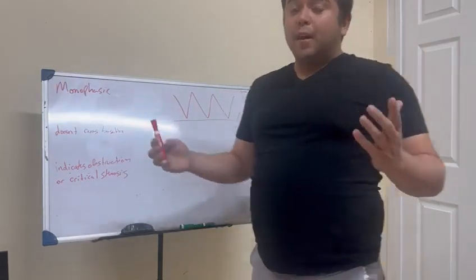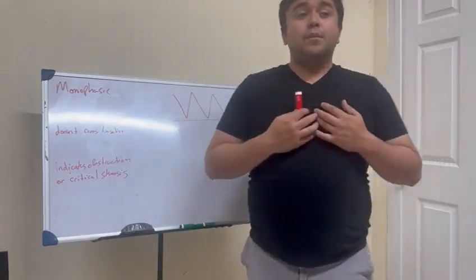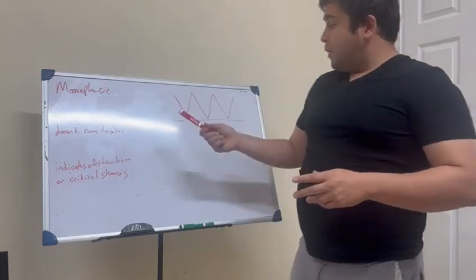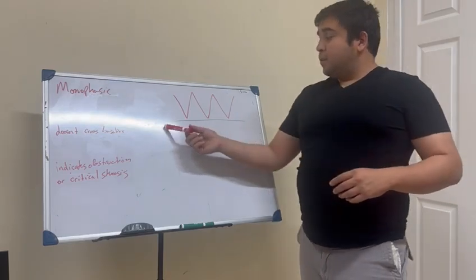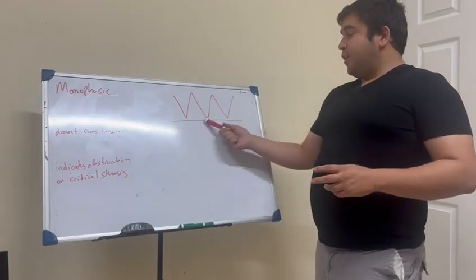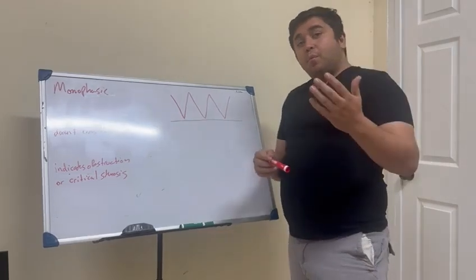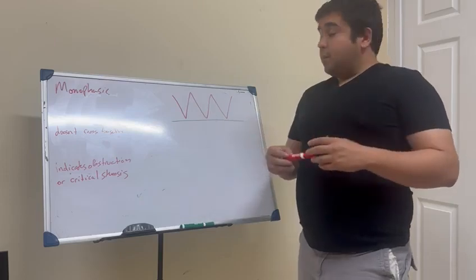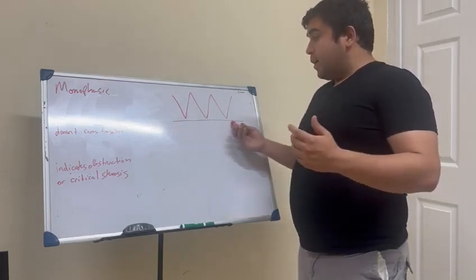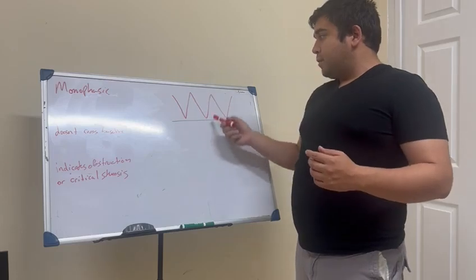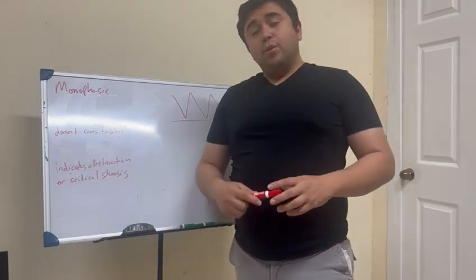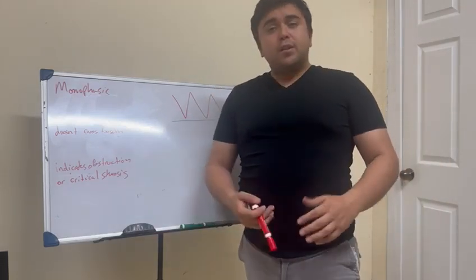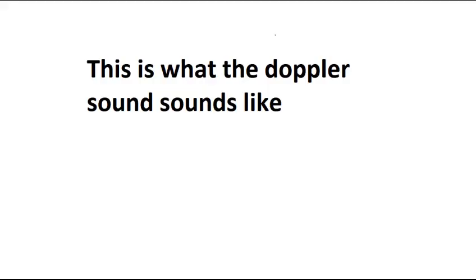Alright guys, so the final waveform that I've experienced is the monophasic waveform. And as you can see, this is the waveform on the screen. This green line is the baseline, and you've seen that both of the waveforms I showed you previously cross the baseline. In this case, it does not cross the baseline. And what this waveform indicates is obstruction or critical stenosis.